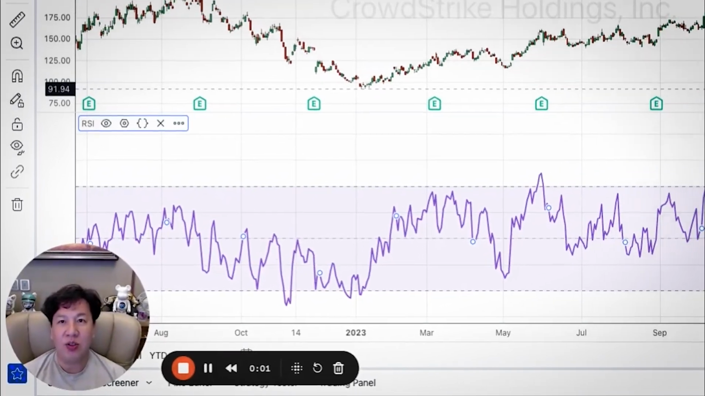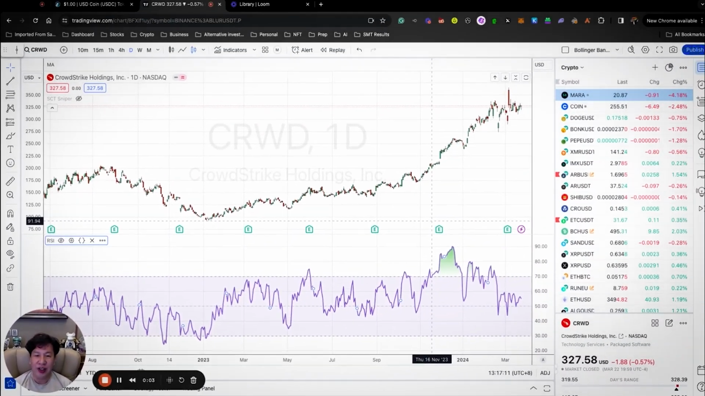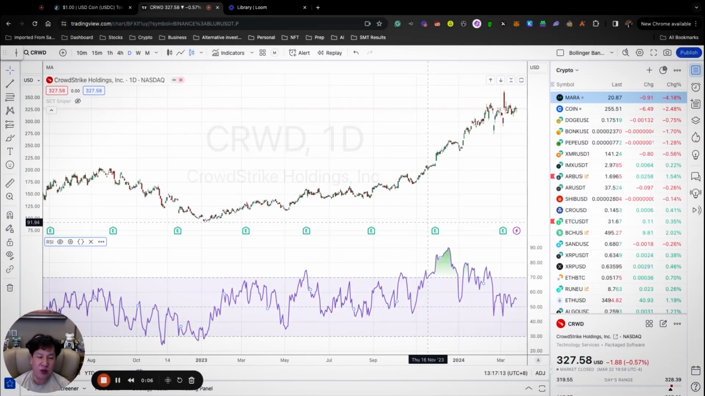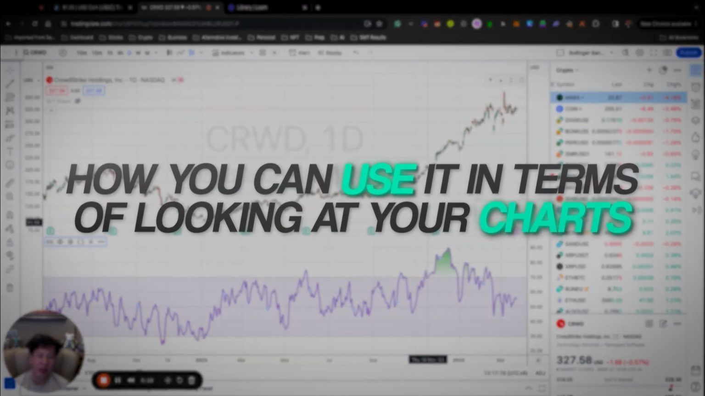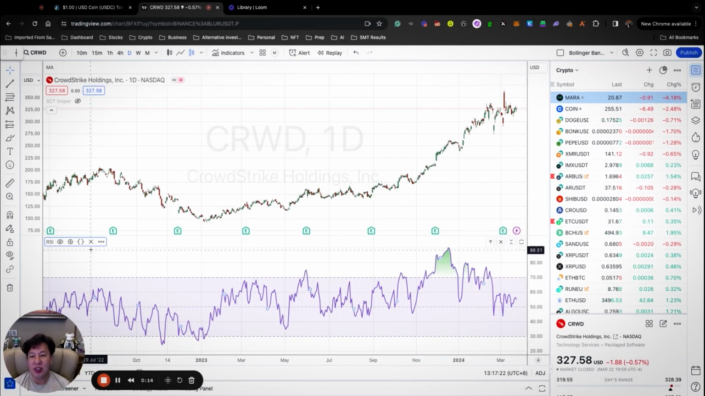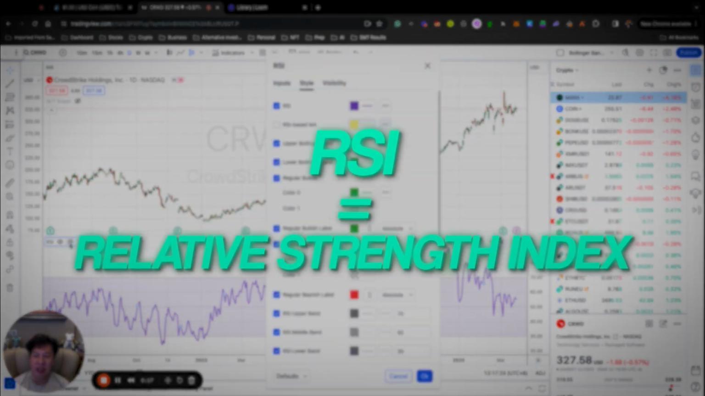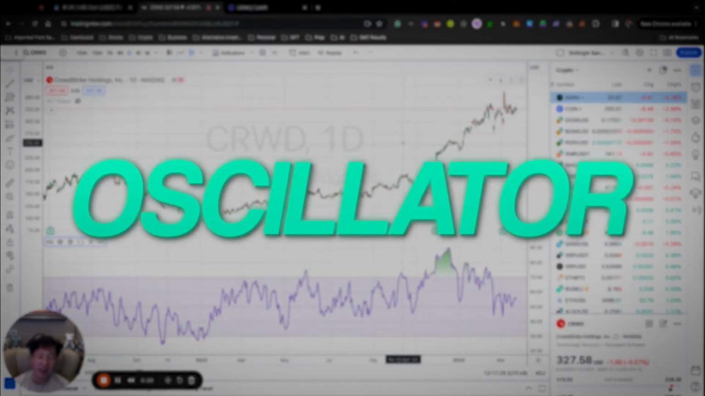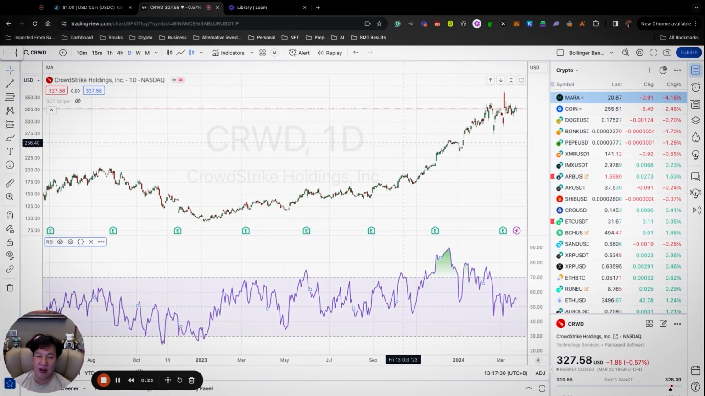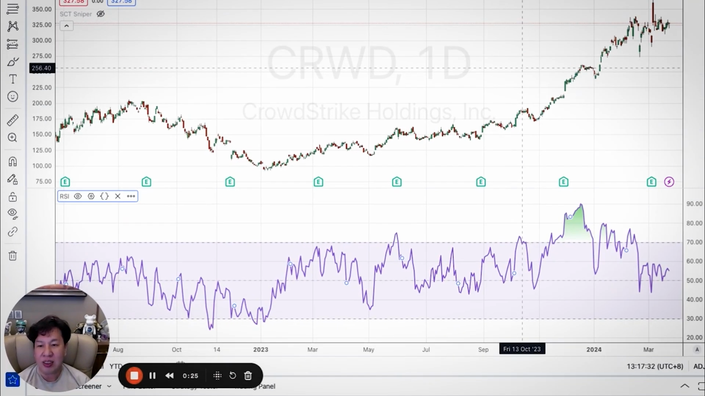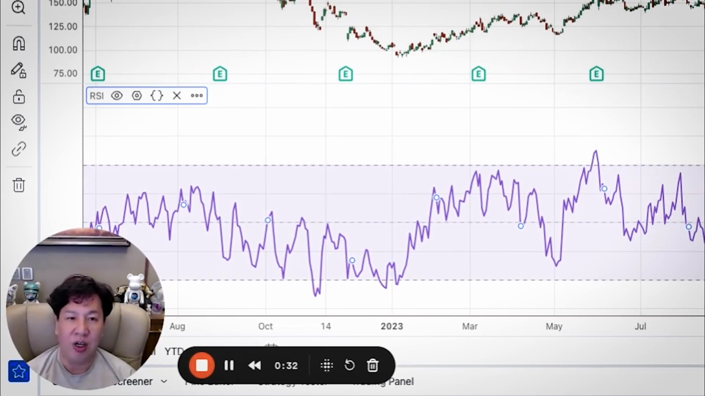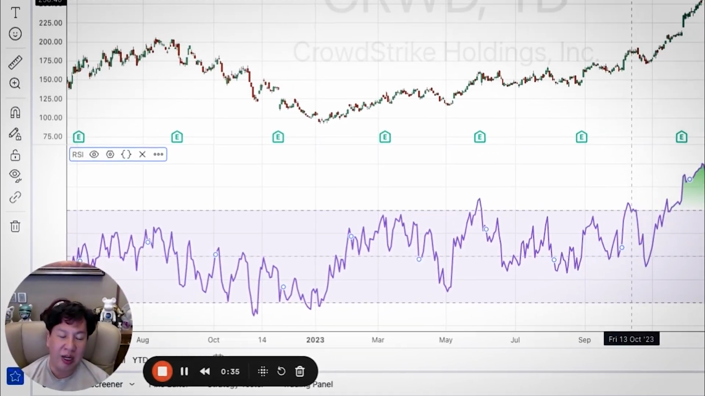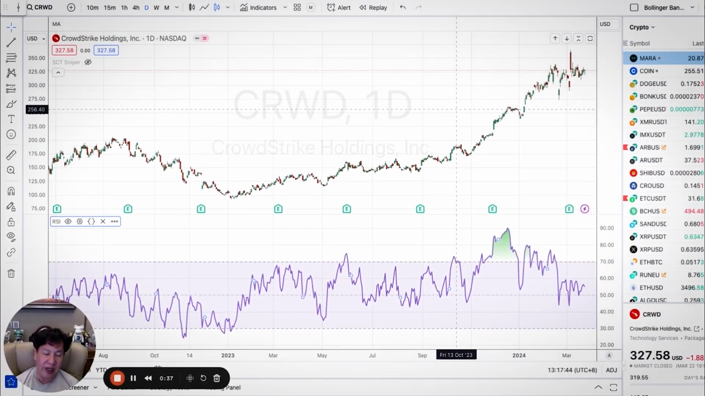Hi everyone, today I want to do a short video on RSI, what are the insights to RSI and how you can use it in terms of looking at your charts. RSI stands for Relative Strength Index, and it's an oscillator. You can use RSI in a few ways. Being an oscillator, you can combine it with a trend indicator like a moving average or some kind of Bollinger Band to help you combine trend and oscillator.